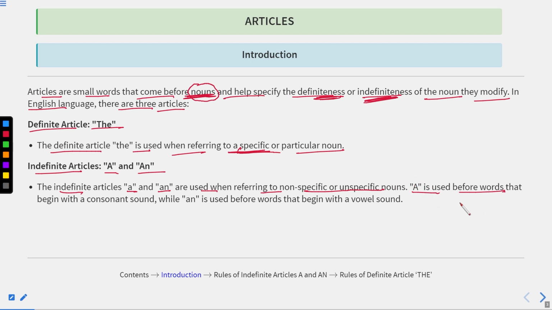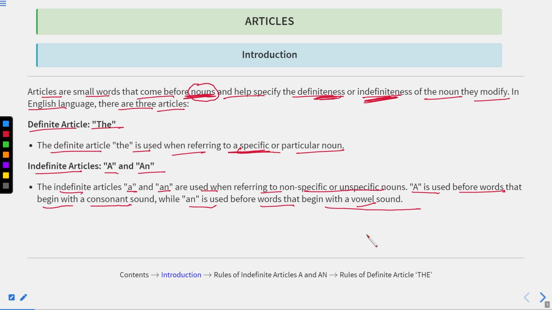A is used before words that begin with a consonant sound, and N is used before words that begin with a vowel sound. Now, this is not actually "vowel", this is actually "the vowel". The pronunciation of this word is vowel. And we know well what vowels are: A, E, I, O, U.